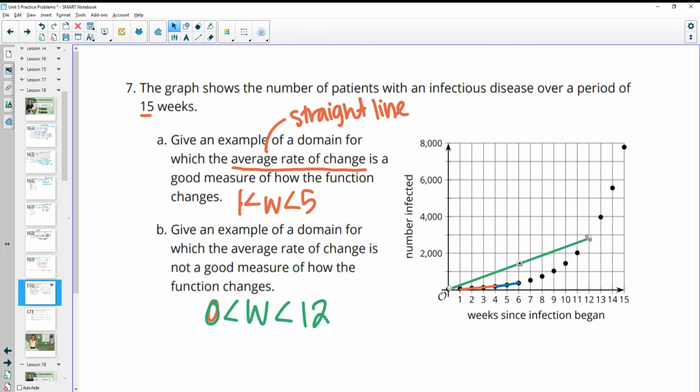You could also do 4 to 14, 4 to 15, 4 to 11. Any of these are bad for the average rate of change. The average rate of change does not represent the graph in any of these, where the straight line misses all of these points. You don't have to use these 2. There are significant other alternative answers. Just make sure that when you connect your numbers, they make sense on the graph.